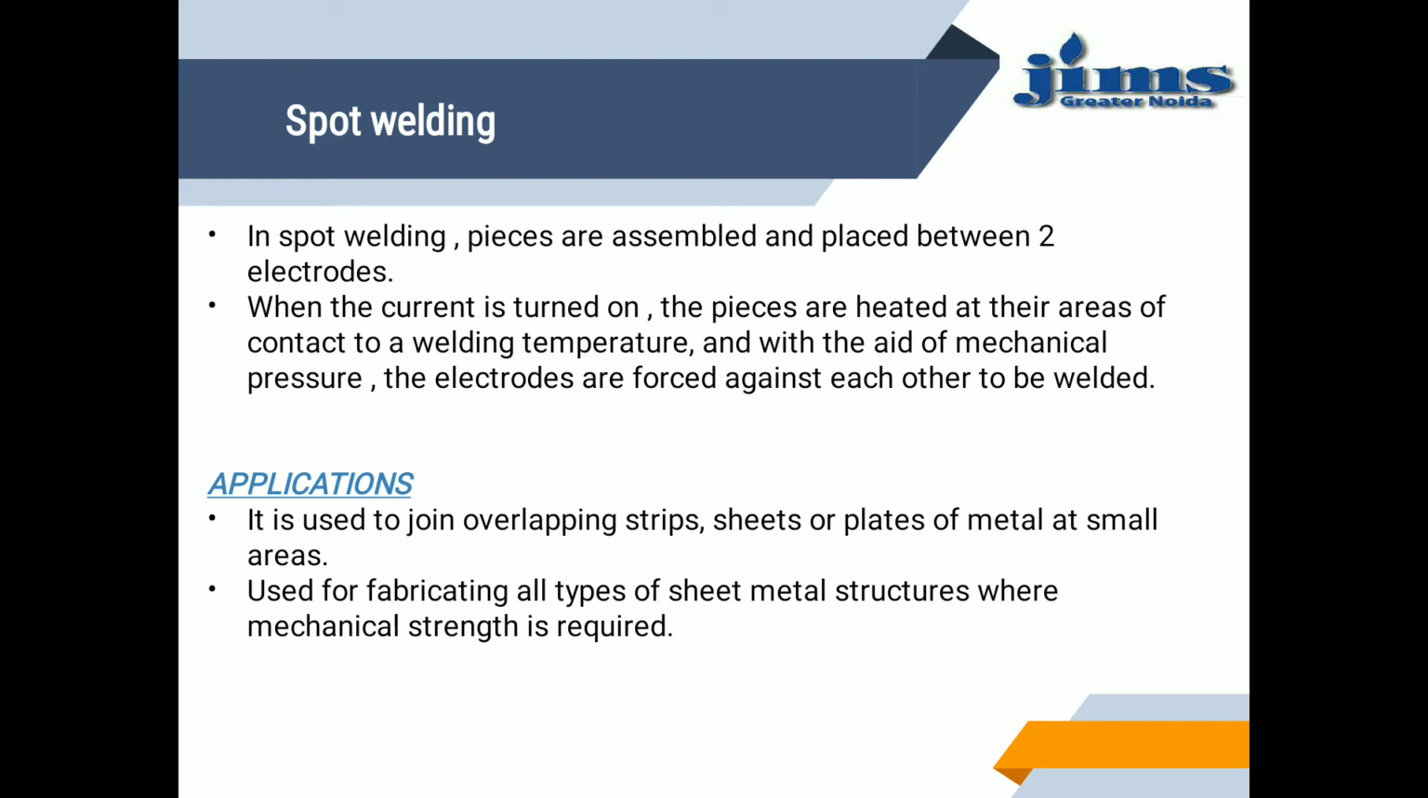Next comes spot welding. Resistance spot welding. In spot welding, pieces are assembled between two electrodes, and current is turned on. The pieces are heated at the areas of contact to a welding temperature, and with the aid of mechanical pressure, the electrodes are forced against each other to weld the pieces.